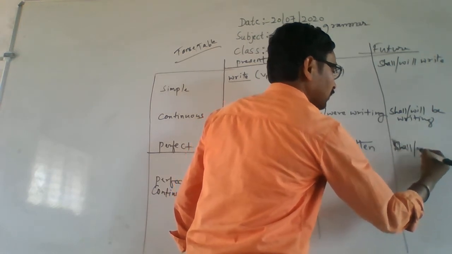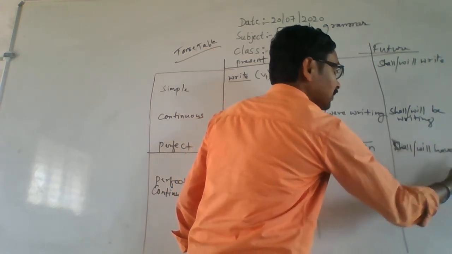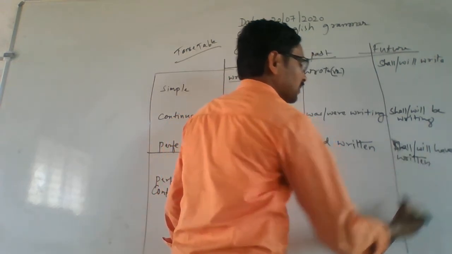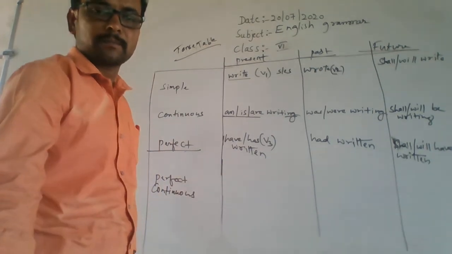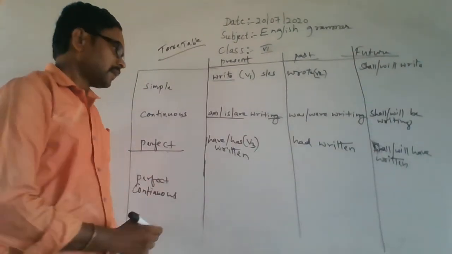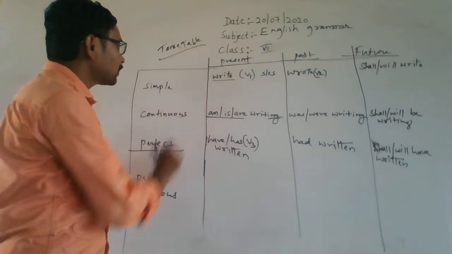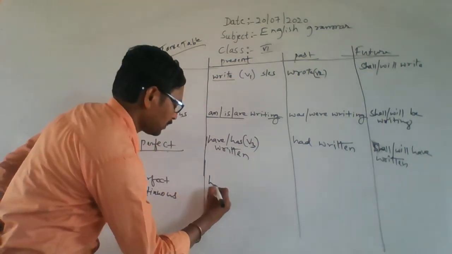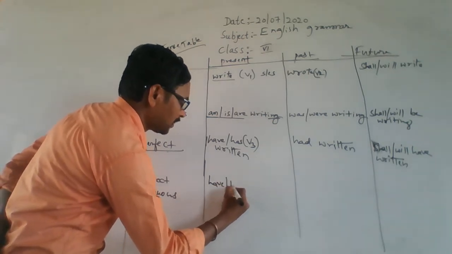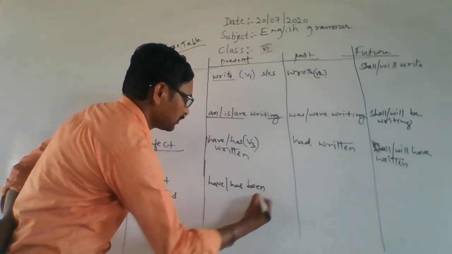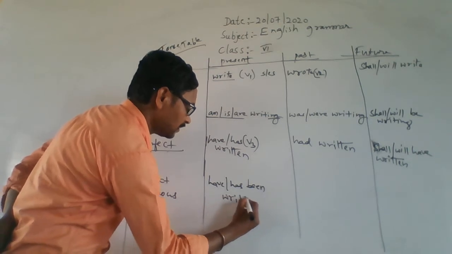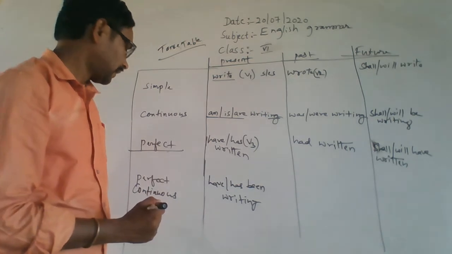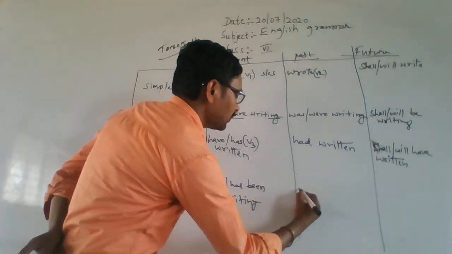Shall or will have return. Is it understood? Then in present perfect continuous, let's see what the changes are here. Have or has been. Write change as writing. That's next.